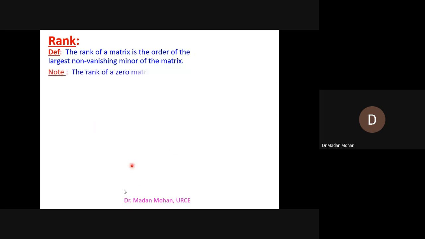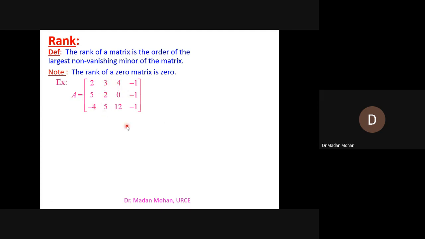The rank of a zero matrix is 0. If all entries are 0, rank is always 0. Now an example. I have taken a matrix. Rank is defined for any square or rectangular matrix. Please, determinant is defined only for square matrix. But rank is defined for any square or rectangular matrix.